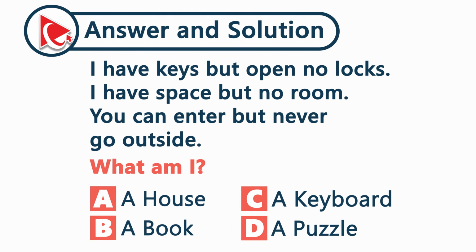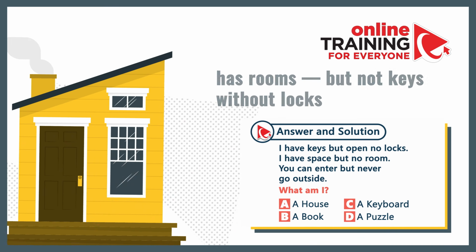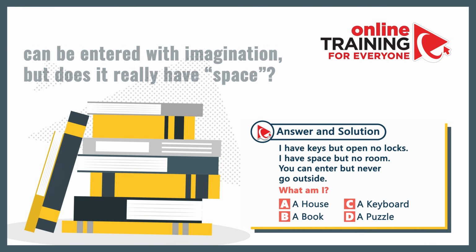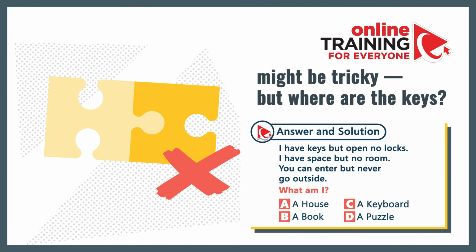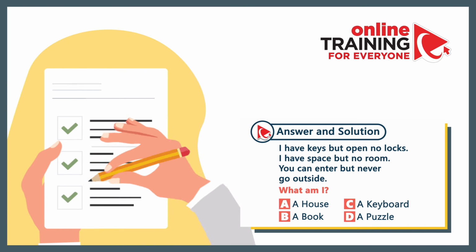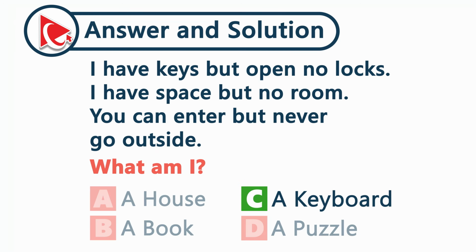Here's what's puzzling about this question. A house has rooms, but not keys without locks. A book can be entered with imagination, but does it really have a space? A puzzle might be tricky, but where are the keys? One of these answers has all 3, keys, space, and enter, but none of them mean what they usually do. And the correct answer here is choice C, a keyboard.